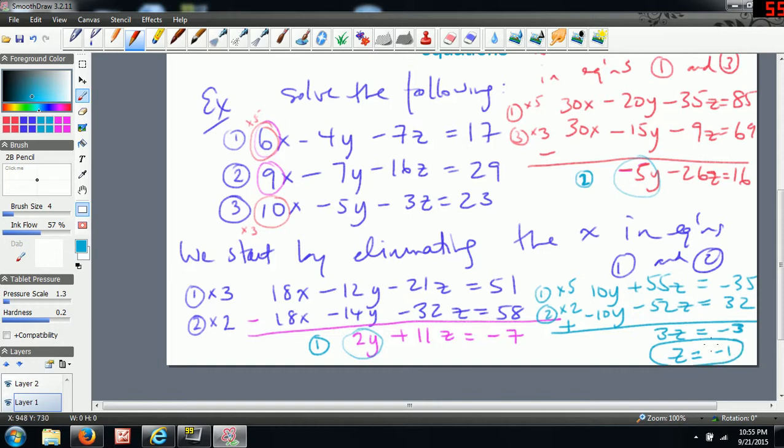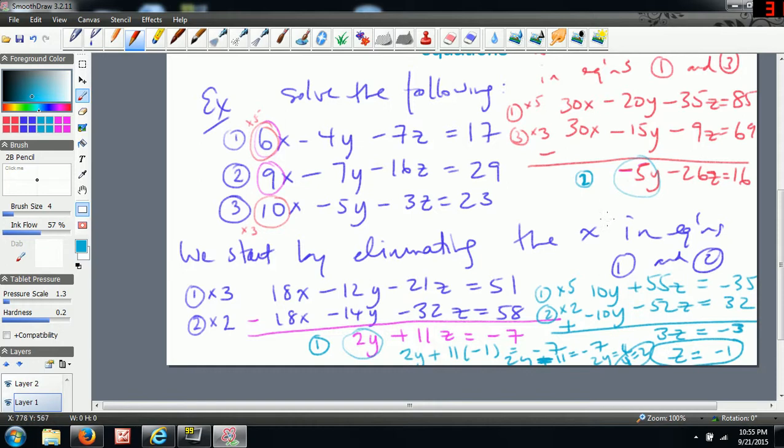Now I'm going to substitute that into any equation with y and z. If I substitute it into this one, I get 2y plus 11 times negative 1 equals negative 7. So 2y minus 11 is equal to negative 7. Bring the 11 over to the other side, it becomes positive, so 2y equals 4, so y equals 2. So I just solved for my y.